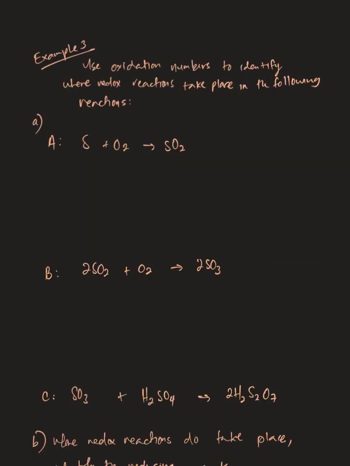And example 3, it says use oxidation numbers to identify where redox reactions take place in the following reactions. So they've given us 3. The first one is sulfur plus oxygen gives me sulfur dioxide. So I've got sulfur plus oxygen, and that's going to give me sulfur dioxide. Right. So let's have a look. We want to know, is there oxidation, isn't there oxidation? Right, so let's use the first one.